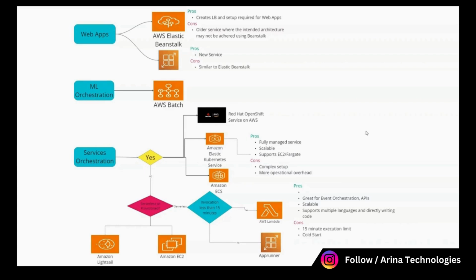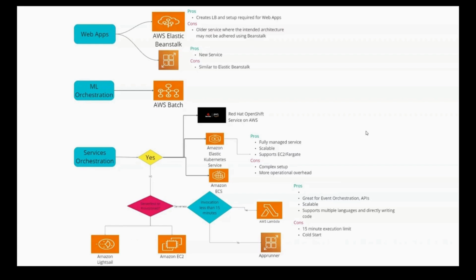And it is similar to Beanstalk, where you could spin up your infrastructure, but it supports containers. So I hope this provides a good understanding about when to use containers for which category of application, and the different options that are there.